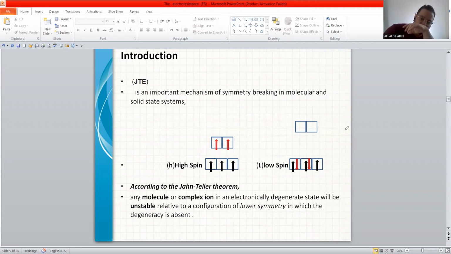According to the Jahn-Teller theorem, any molecule or complex ion in an electronically degenerate state will be unstable. Will be what? Will be unstable relative to a configuration of lower symmetry in which the degeneracy is absent. In which the degeneracy is absent. That means here we have a condition.